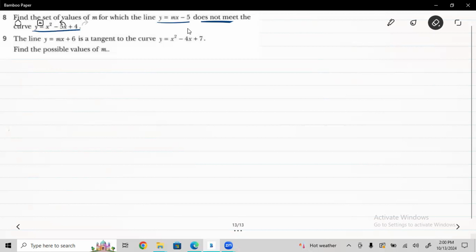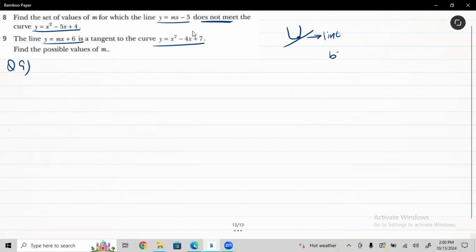Let me just do this. Question number 9 would be: the line y is equal to mx plus 6 is a tangent to the curve y is equal to x squared minus 4x plus 7. So we know now that this line is going up here and being a tangent to the curve, meaning there's one intersection for this. And when there's one intersection, we also know that the discriminant b squared minus 4ac would be equal to 0. So for that same reason, we are going to use the discriminant.